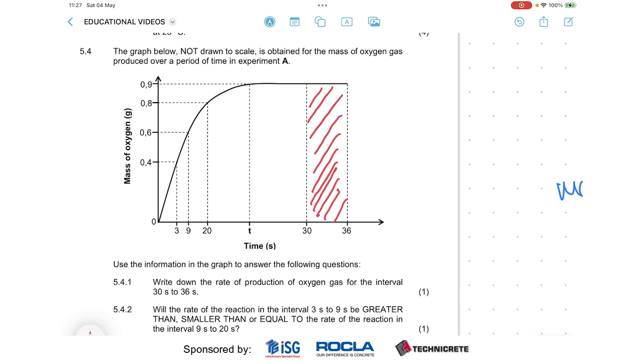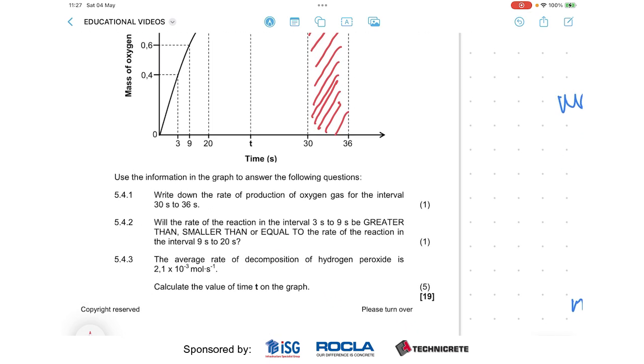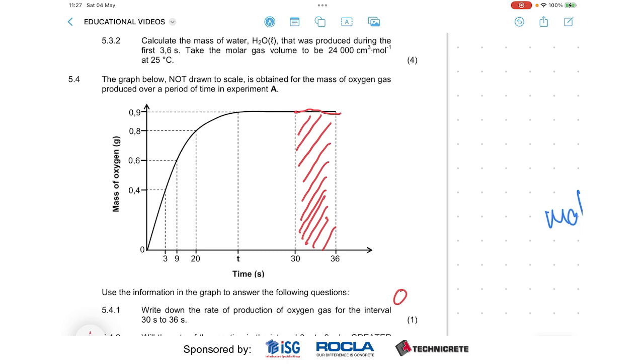So here we have mass of oxygen, okay, and time. So what we can see is that for this region of the graph, this line is not changing. It's staying straight, yeah? So the mass of oxygen is not changing. It stays 0.9 for this whole time. So for this region, it's a bit of a trick question. The production of oxygen is just 0, okay? Because we can see that the line is staying flat, not changing.